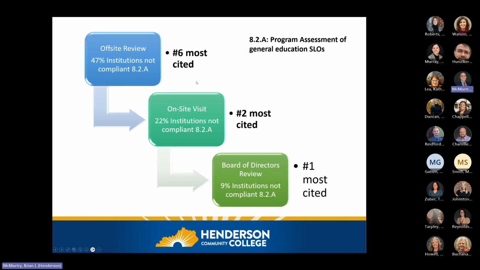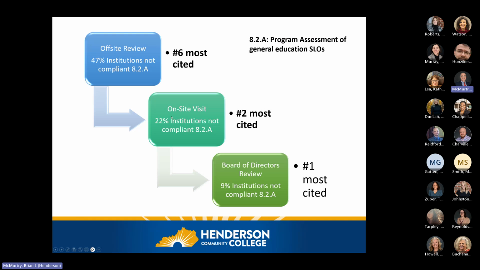When we look at SAC-COC, there are a couple of standards that are very often non-compliant. The offsite review, which is typically done in the spring of the year, 8.2.A is the number 6 most cited at that review. 47%, let me go back, 47% of our institutions are deemed to be non-compliant at the offsite review. And right now I am doing offsite review for three different institutions, and only one out of the three was compliant on 8.2.a.